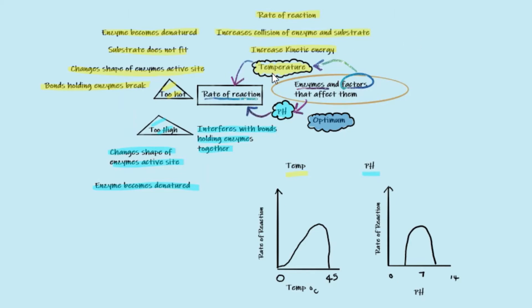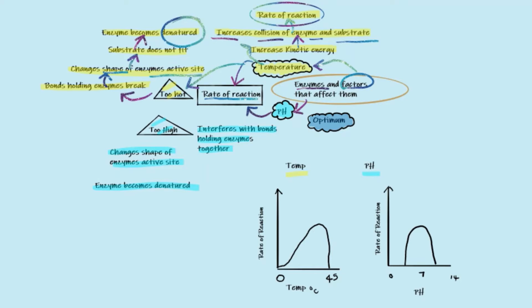Let's have a look at temperature to start off with. Increasing the temperature will increase the kinetic energy. Increasing the kinetic energy will increase the collision of the enzyme and the substrate. This ultimately will increase the rate of reaction. If the temperature is too hot, that will affect the bonds holding the enzymes and it will break them. This breaking of the bonds will change the shape of the enzyme's active site, in which case the substrate will not fit into the enzyme and we say the enzyme becomes denatured.